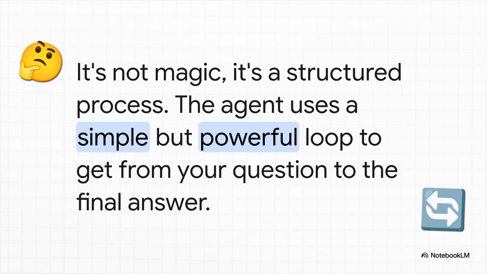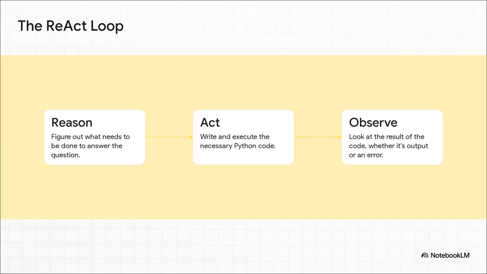Now, you're probably wondering, what's actually going on in its head? How does it figure this stuff out? Well, it's not just guessing. There's a very clear, structured process it follows, a simple but really powerful loop to get from A to B. And it all comes down to this, the ReAct loop.